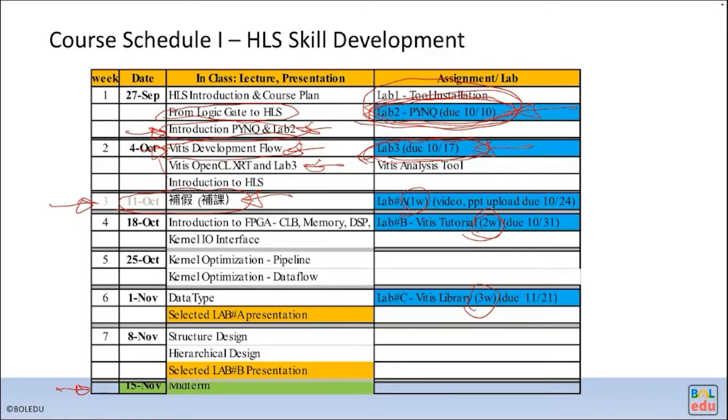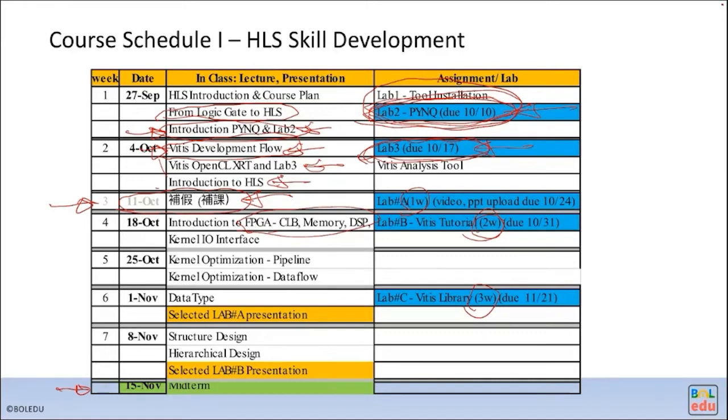And then introduction to HLS. So the actual HLS starts from here. Well, I will just give a quick overview. And then next week, I will introduce basic FPGA. FPGA architecture is very important, especially you need to know the components in the FPGA, so that you can better use the resource.